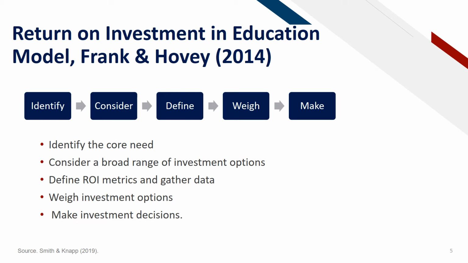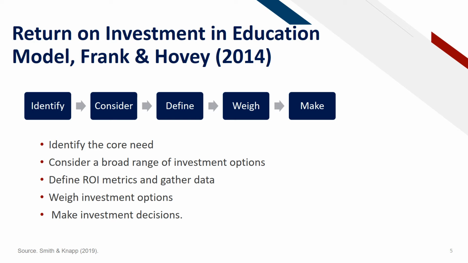The return on investment in education model developed by Frankenhovey 2014 was also used in the research by Smith and Knapp 2019. So in this model, there's a 5-step process: identify, consider, define, weigh, and make. So first you're going to identify the core need. Basically, what is the problem? Very similar to Smith and Knapp. Consider a broad range of investment options. So what are potential solutions? Whereas Smith and Knapp looks at what are the root causes. This one looks at what are possible solutions.